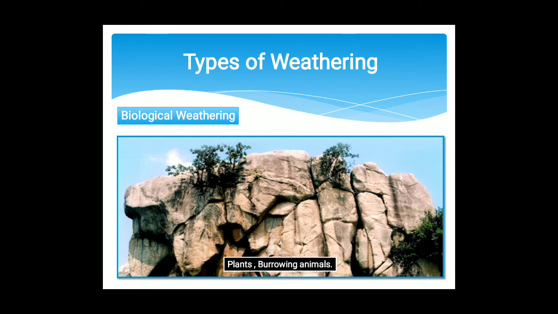Similarly, ants make large ant hills. Rabbits, worms, insects make burrows in the ground. These animals are called burrowing animals. Because of their activity, weathering of rocks occurs. And all this is known as biological weathering.